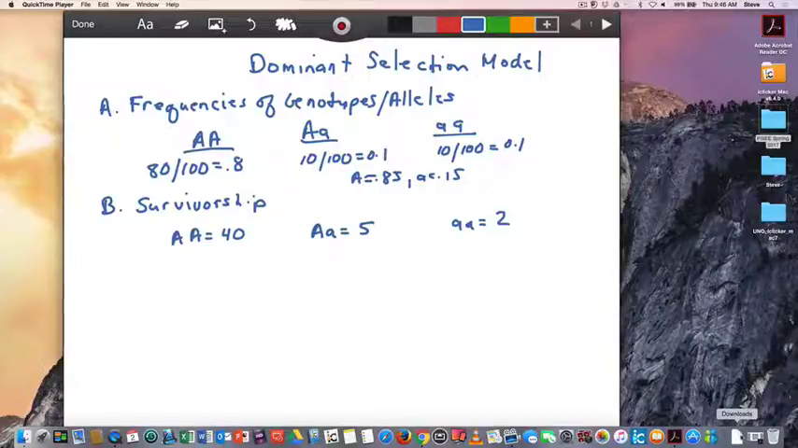So what do we do next? You want to determine the frequencies of those genotypes after selection, right, compared to where they started. Okay? So how do you do that? How do you do AA, big A? You had 40 to start with. How many? Yep.